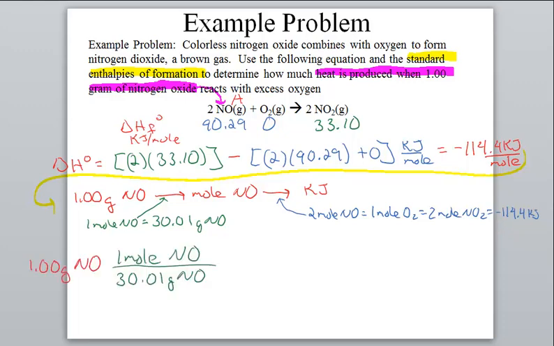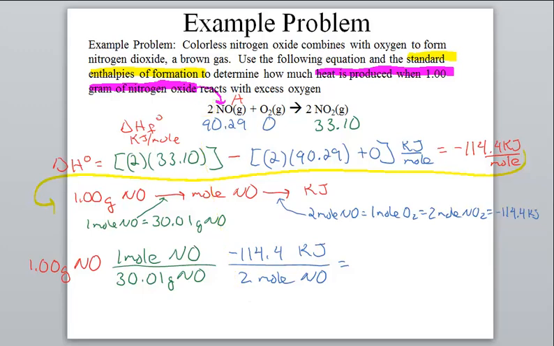After figuring out how many moles of NO reacts, we see it's a lot less than 1. If we keep that in mind as we're getting our final answer, that relationship says for every 2 moles of NO that reacts, 114.4 kilojoules would be produced. Well, it's a lot less than 2 moles. So our final answer should be less than 114 kilojoules. Our relationship is 114.4 kilojoules produced for every 2 moles of NO that reacts. And again, that 2 comes from the chemical reaction. That 2 comes from that 2.